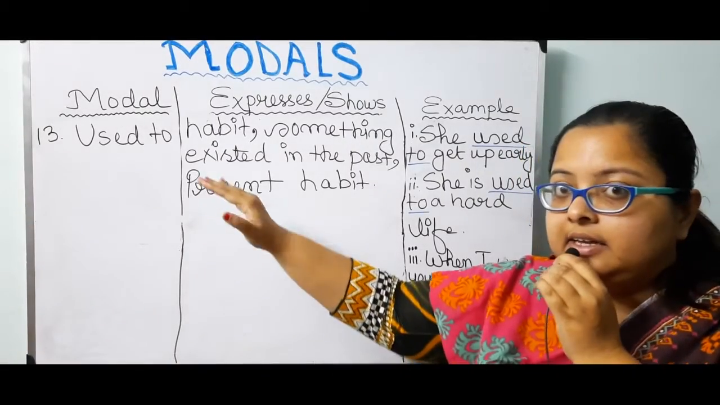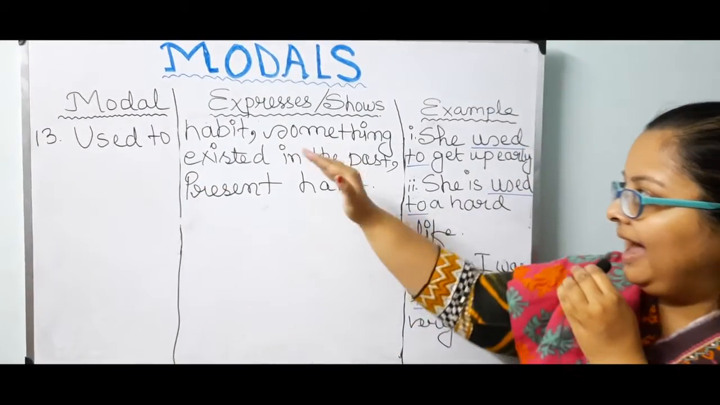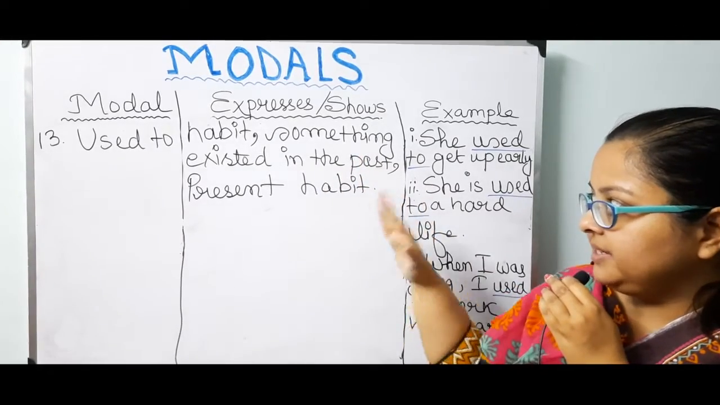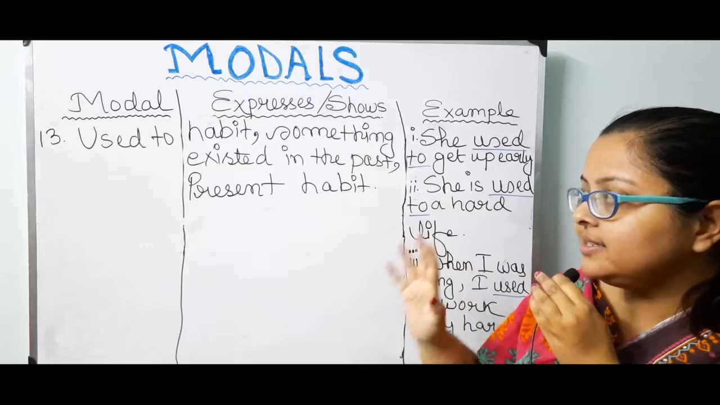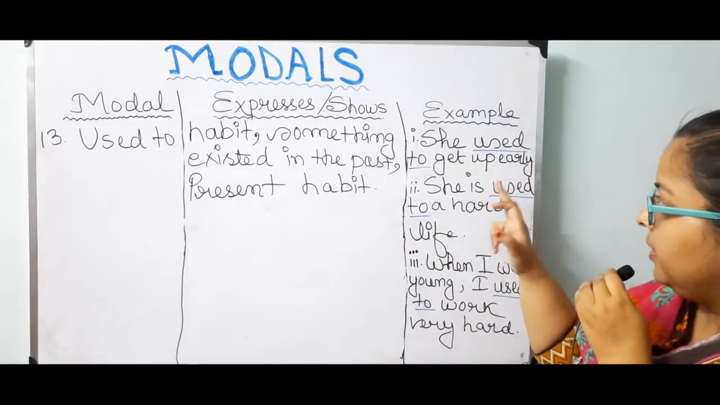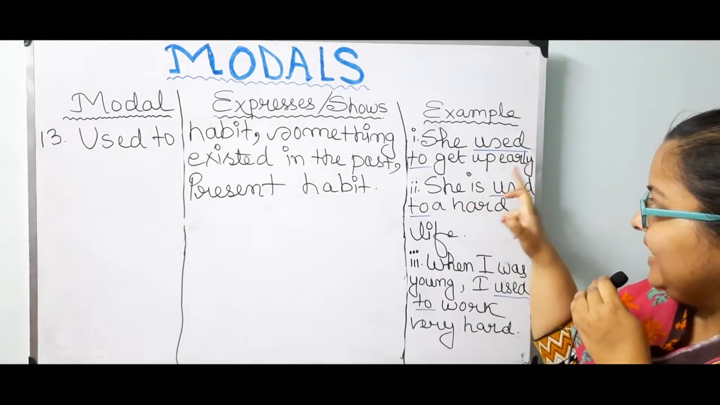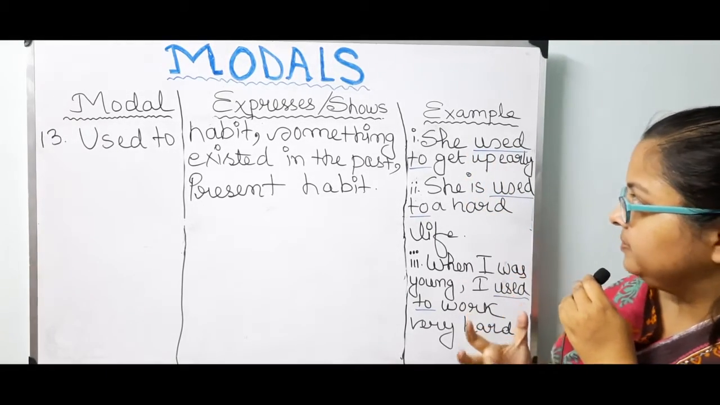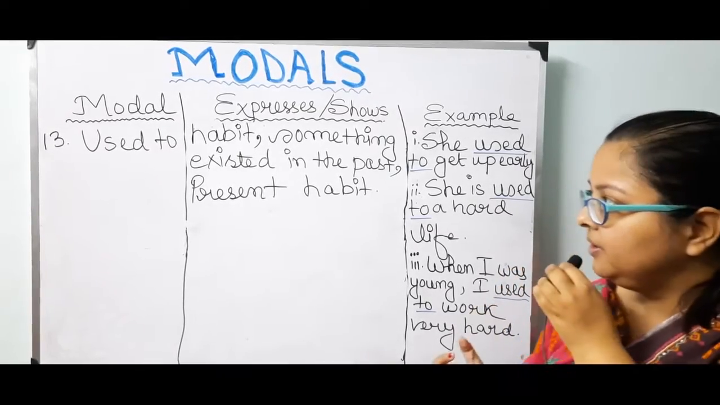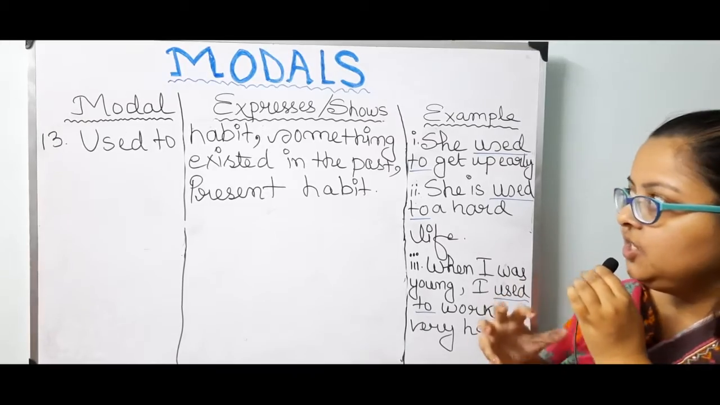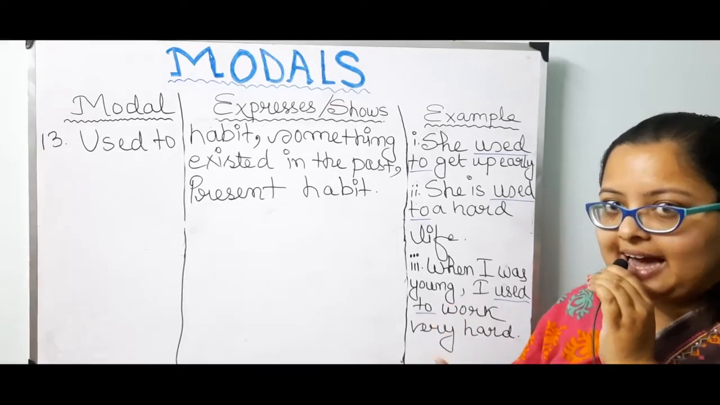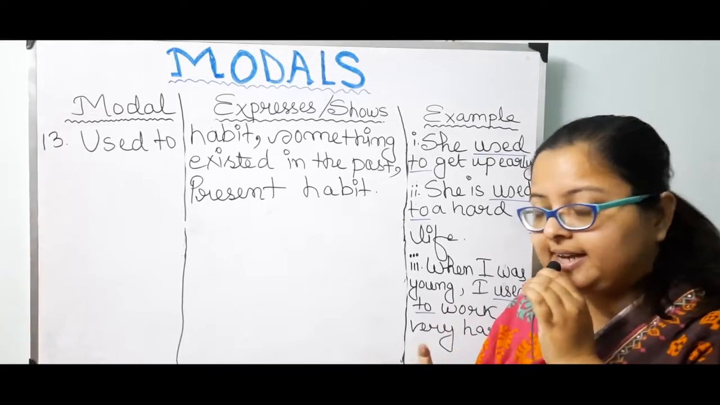Number 13. Used to. Habit. Something existed in the past. Present habit. All these are expressed. Now, number 1. She used to get up early. Where it is her past habit. So, a habit that she used to do in the past time.